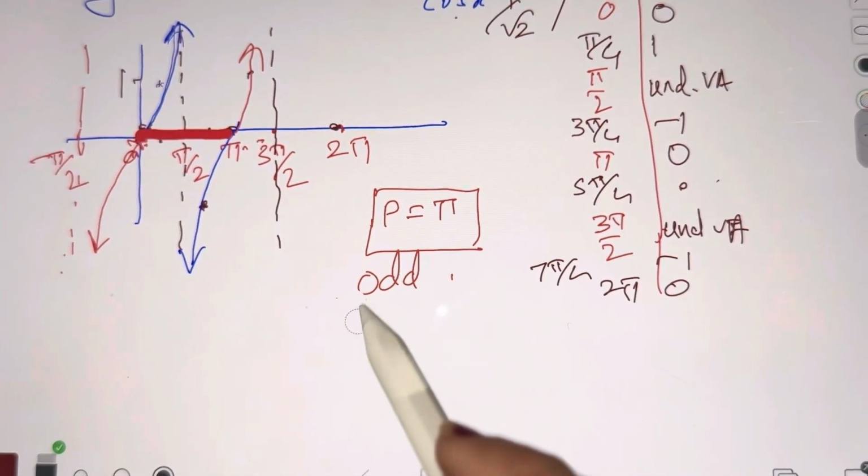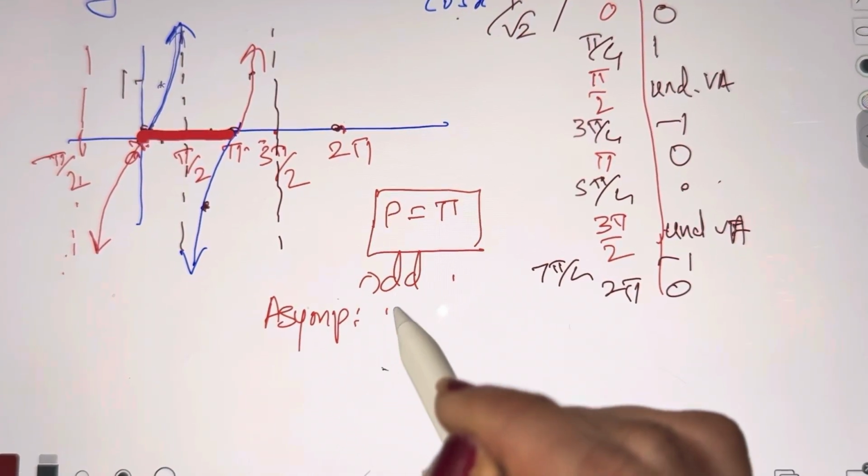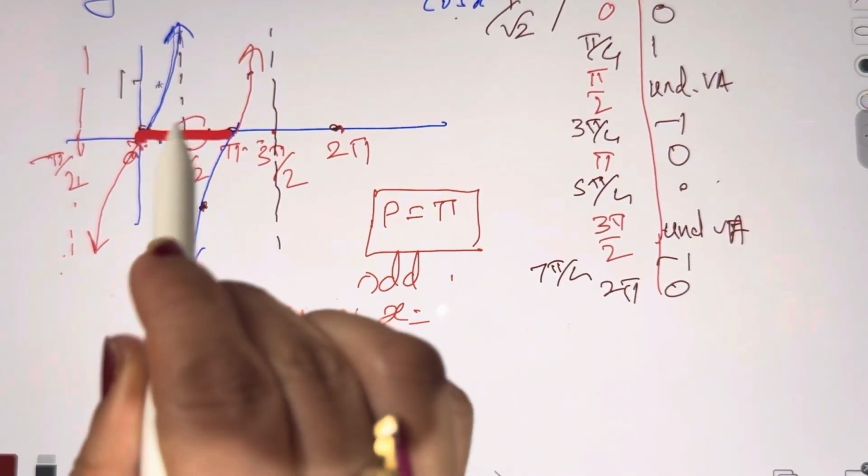So before we write the domain, we write the asymptote. What is the asymptote? x is equal to... where is the first asymptote? At pi by 2.